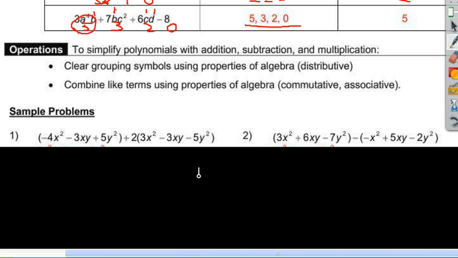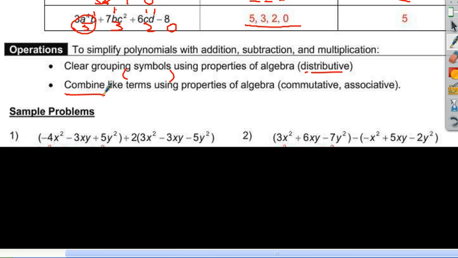Now, we're going to actually get into some operations here. To simplify polynomials with addition, subtraction, and multiplication, you're going to clear the grouping symbols. What are grouping symbols? Those are parentheses, or brackets. And use your properties of algebra. So normally you'll distribute, combine like terms, so add your like terms, apples and apples, oranges and oranges, and then any other properties you need to do. If you need to move things around, add them.